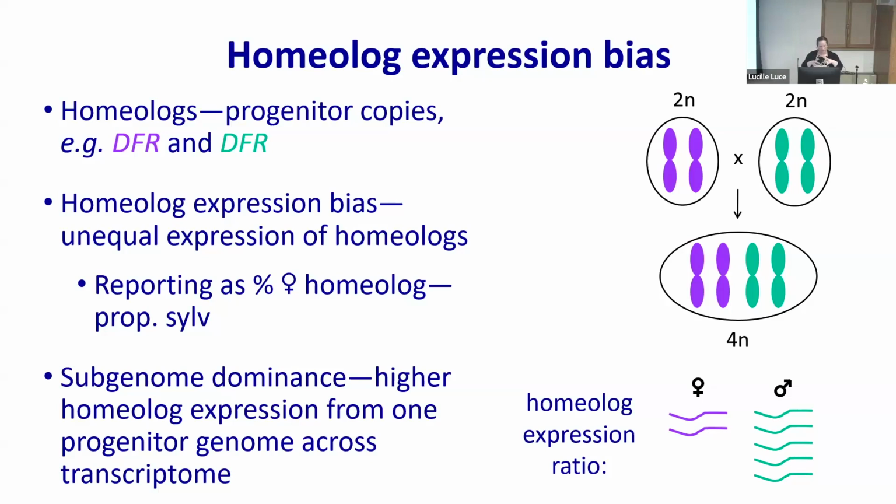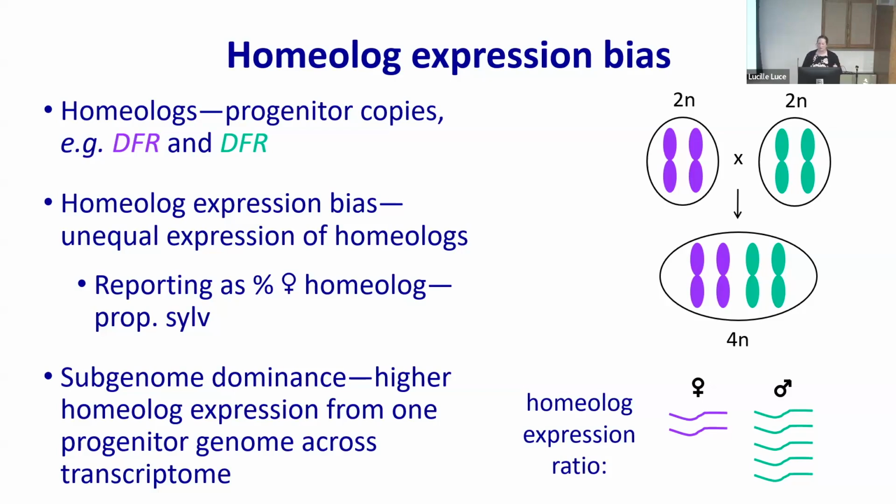That's at the gene level. So we're thinking about what's the ratio of our two progenitor copies? If we build that up to the whole transcriptome level, we can see whether we have a skew in the bias. Do we have more sylvestris bias genes than tomentosiformis bias genes, or do we have an equal number of each? So if we do have a bias, we call that subgenome dominance, where one progenitor genome has more expression overall than the other.